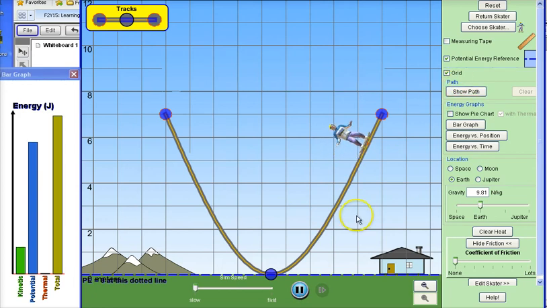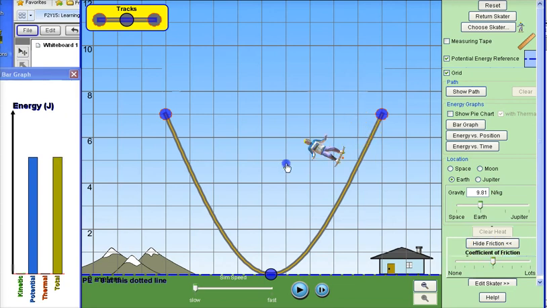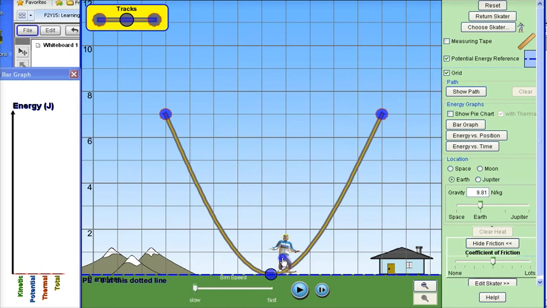Alright, so let's start again. Let me just pause. Here we go. What we are going to do this time is we will increase the friction slider to somewhere in the middle, somewhere near 50%. And as you can see, that's what I've done over here. Alright, again I drag the skater to the same starting point. There we go.